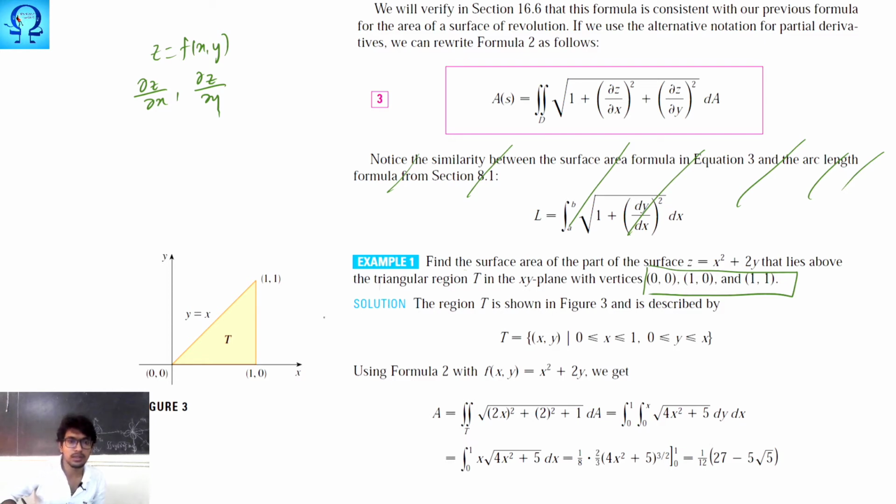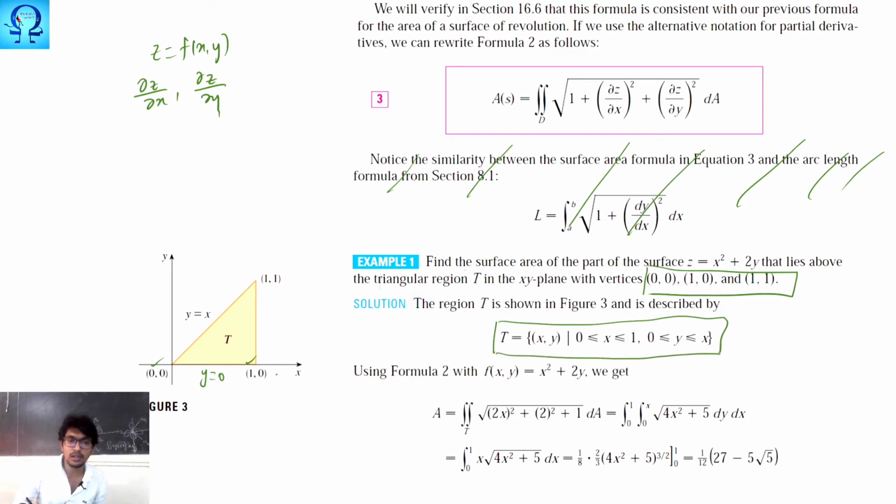You plot these things in a graph, you see that it is 0, 0, it is 1, 0, and it is 1, 1. Okay, so your T is x varies from 0 to 1, and y varies from the y equals 0 line, y varies from 0 to x. So we have identified this region as a type 1 region.